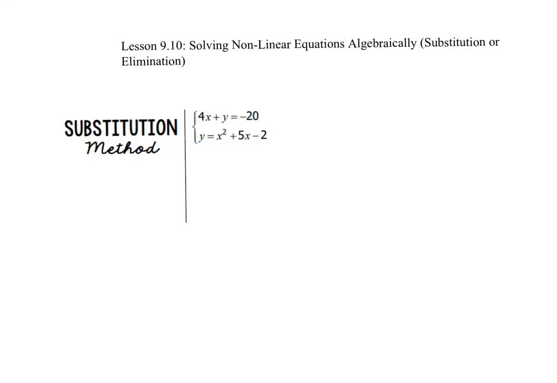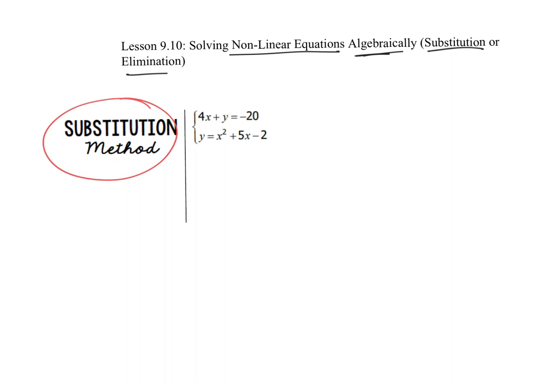Okay, in today's lesson, we're doing lesson 9.10, and we are still solving nonlinear equations, as it says up here, but this time we're solving them algebraically. So we are not going to use the graphs. Again, graphing would work if you set these equations both equal to y, but we can do all of this just by hand, algebraically, and we can use substitution or elimination. And the first one we're going to discuss is the substitution method.